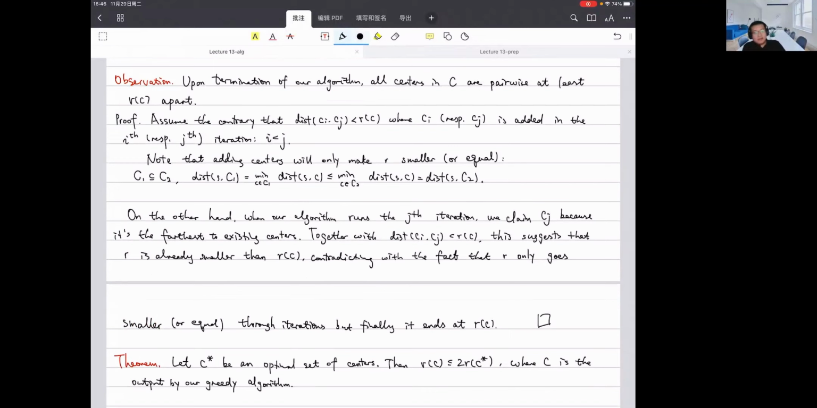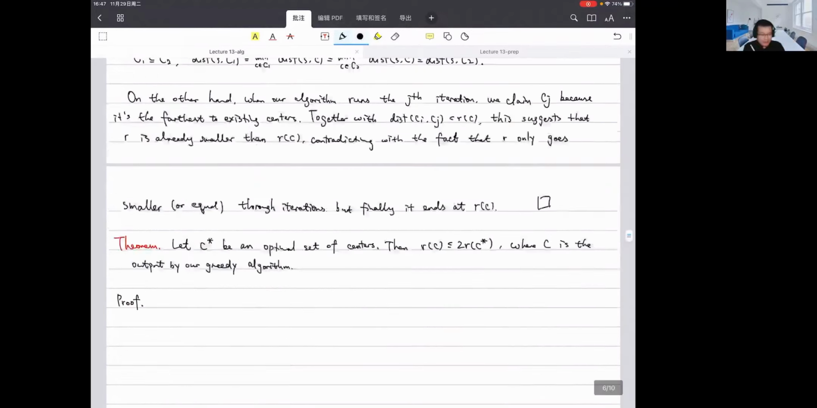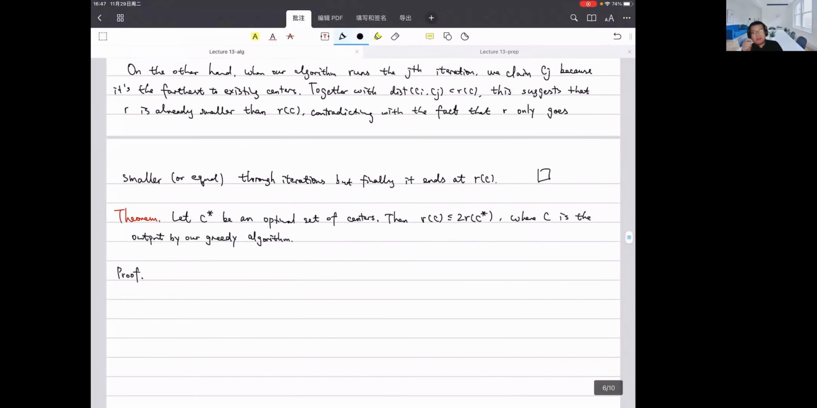Basically, the strategy is that we prove it by contradiction. If two of them are close, meaning the distance is smaller than RC, this is going to violate the way that we choose the centers in this greedy algorithm. This is a good strategy that we are going to use in general. And in particular, for the proof that our algorithm is a two approximation algorithm, we are also going to use a contradiction argument.